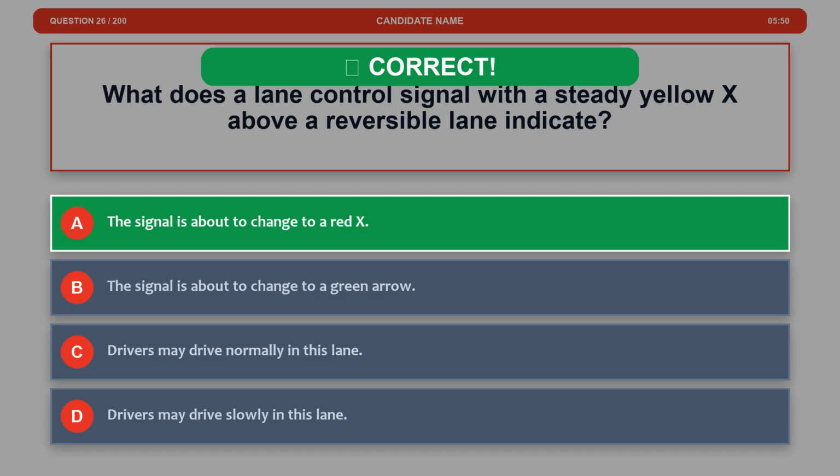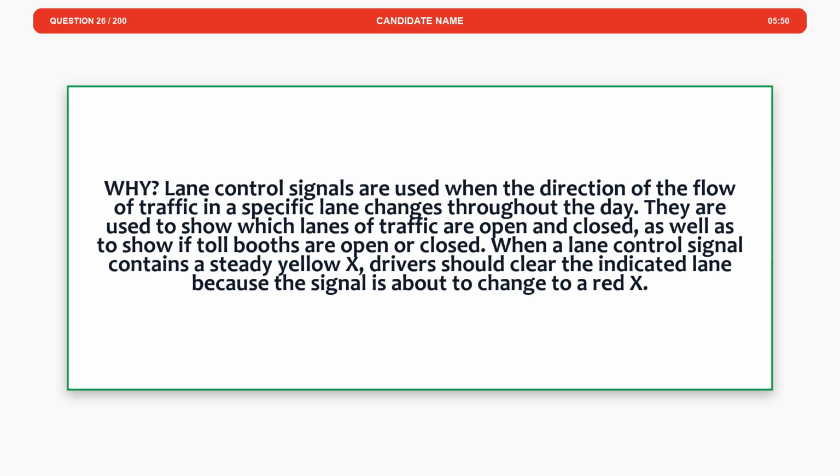The correct answer is option A. The signal is about to change to a red X. Explanation. Lane control signals are used when the direction of the flow of traffic in a specific lane changes throughout the day. They are used to show which lanes of traffic are open and closed, as well as to show if toll booths are opened or closed. When a lane control signal contains a steady yellow X, drivers should clear the indicated lane because the signal is about to change to a red X.